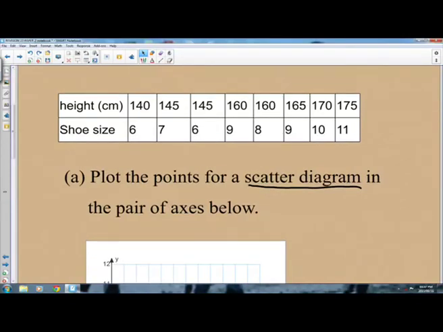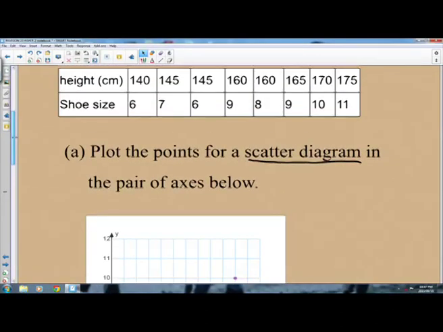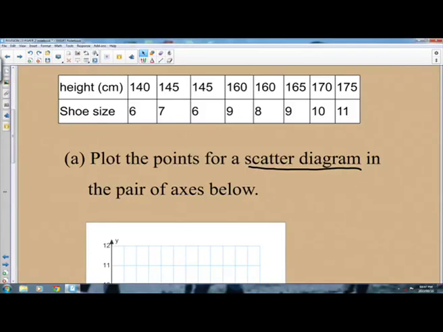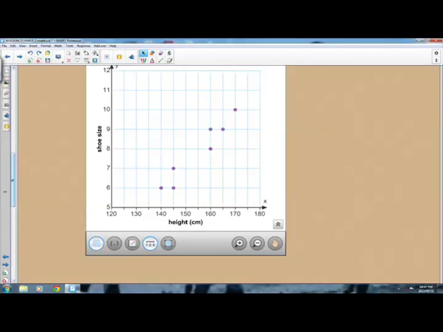And then we have the other point, which is 170, 10. 170 is here and then the point is here, 170, 10. The last point is 175, 11. So it's 175 along the x-axis, 175, 11. It's here. So we have managed to plot all the 8 points. This is how we plot it, and it's a scatter diagram.